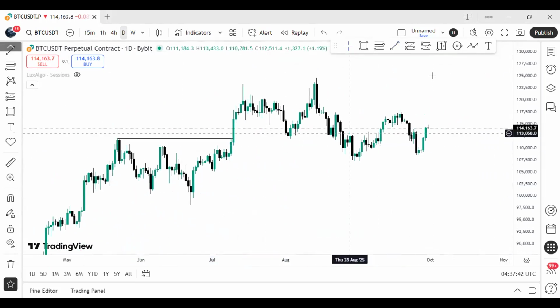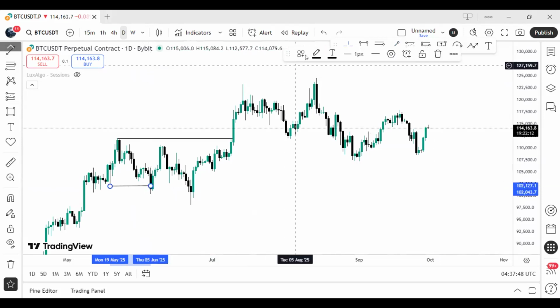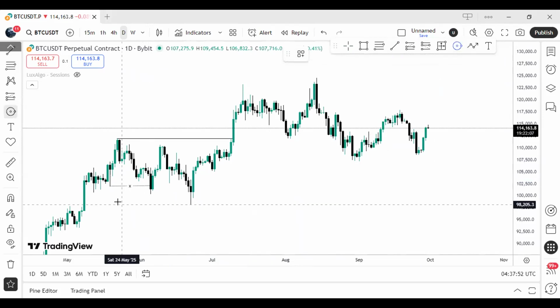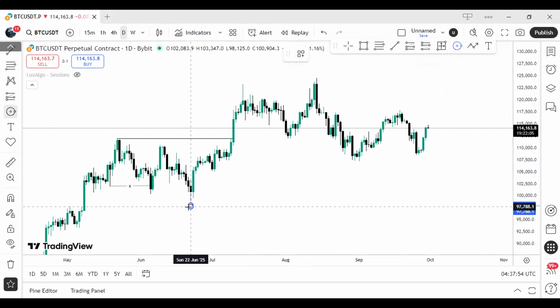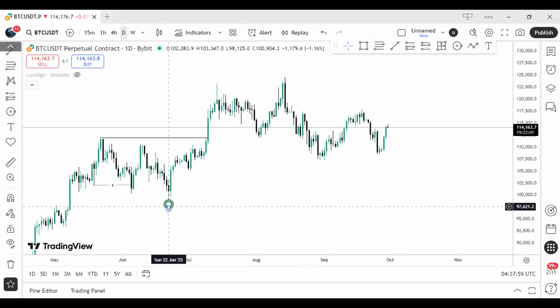It's like a break of structure. Why? Because there was an inducement being taken out here. This was an inducement being taken out. And then we have this to be our strong low. All right, so until this low is taken out, price is still confirmed to be in a valid uptrend.